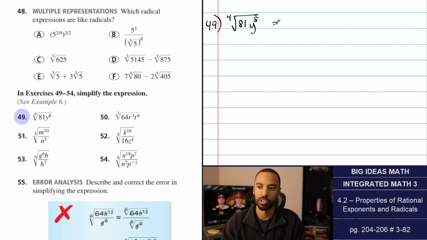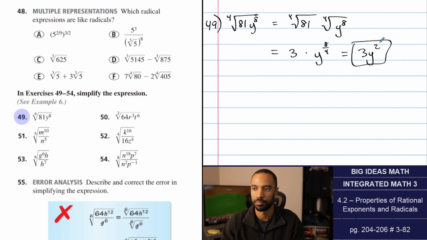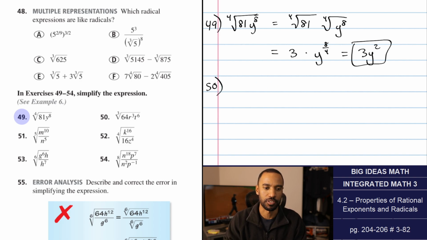Okay, so first and foremost, I'd like to treat these separately, numbers with numbers, variables with variables, that kind of thing. Let's start with this one. The fourth root of 81 is indeed just 3. The fourth root of y to the 8th, if it helps you write it out first, you can rewrite it to y to the 8 over 4 power, which is a way of saying that, yes, we divide this exponent by that exponent. That means this is 3 times y squared. And that's it.